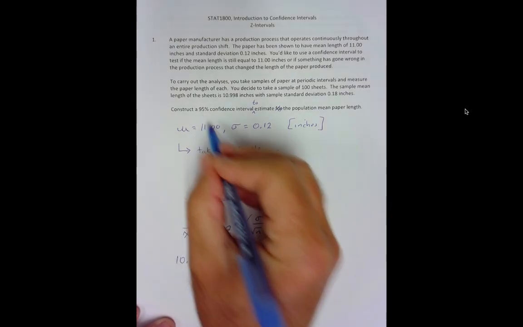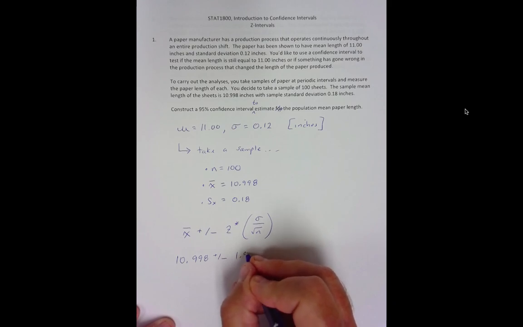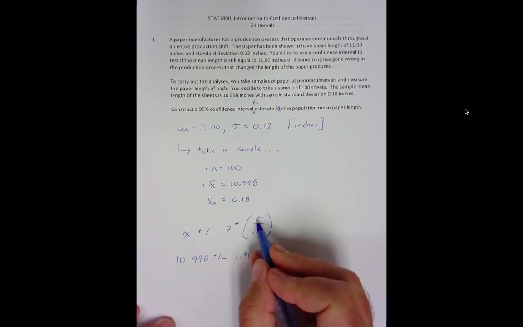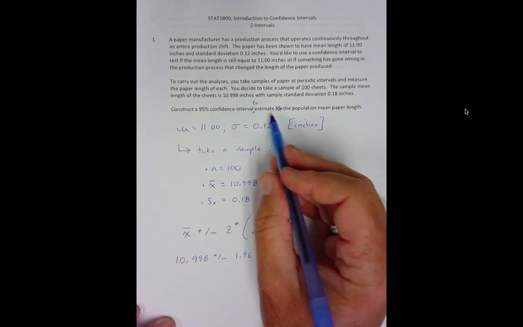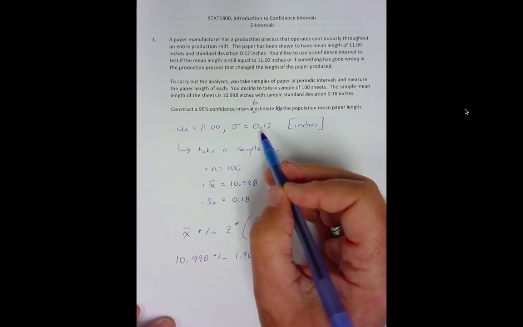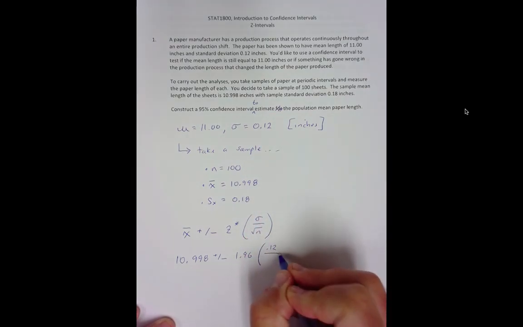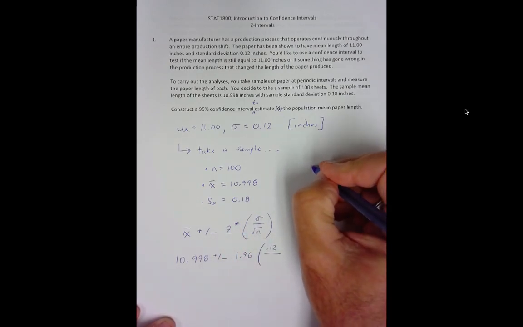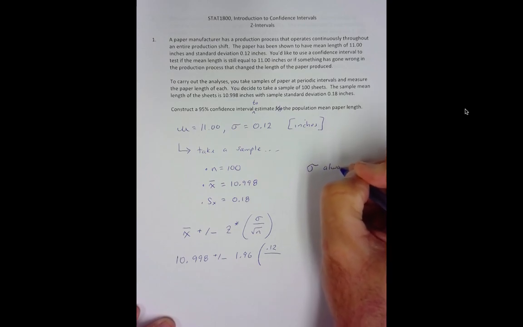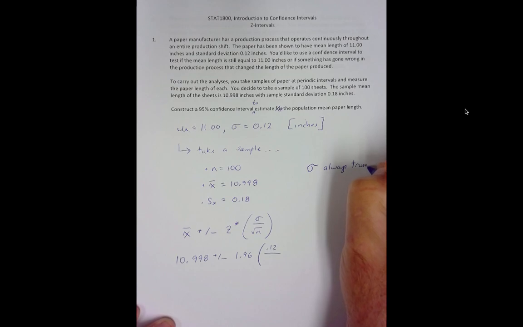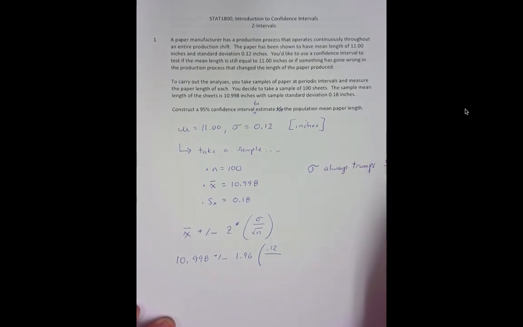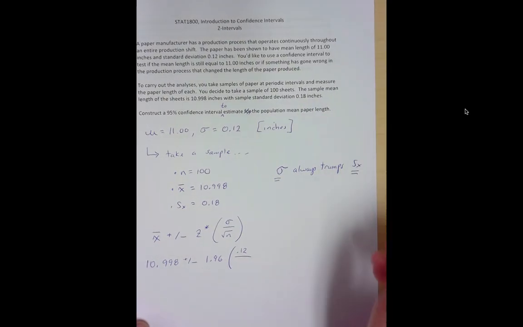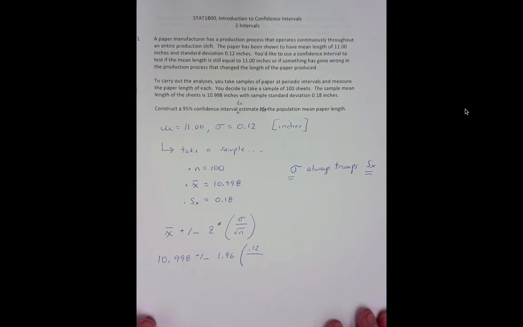We're estimating at 95%, so the Z critical is 1.96. My population standard deviation: since we know the information of the population, we use sigma here instead of the sample standard deviation. Now, there's a rule in statistics that sigma always trumps the sample standard deviation. The population standard deviation always trumps the standard deviation of the sample.